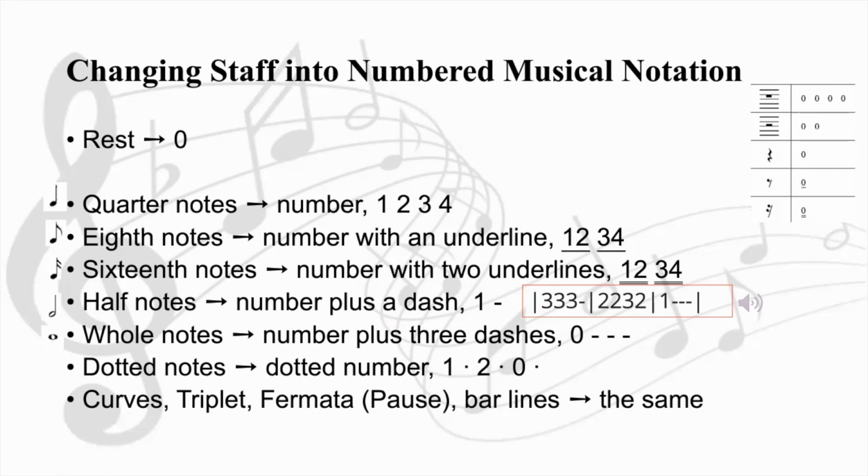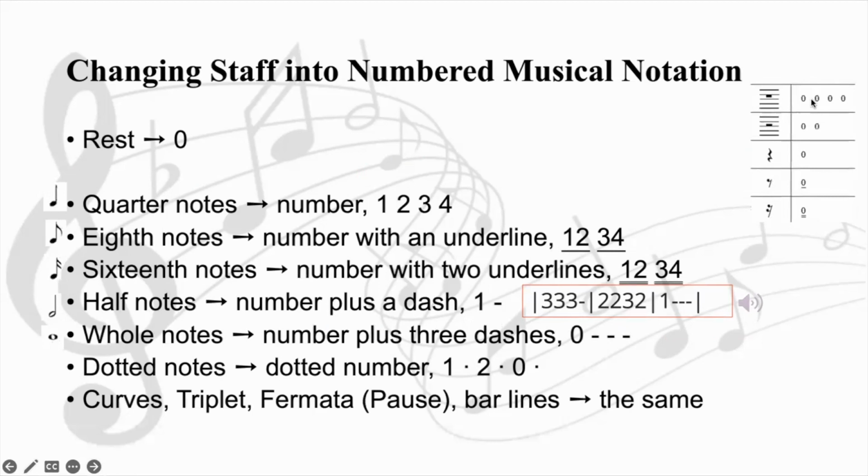For quarter notes, we will use the number itself, and for eighth notes, there will be a number with a line under it. 16th notes will have 2 lines, and so on. For 32nd notes, we will have 3 lines. Half notes we will add a dash, and whole notes we will add 3 dashes. Dotted notes, we just add dots. Curves, triplets, fermata, and barlines are the same.